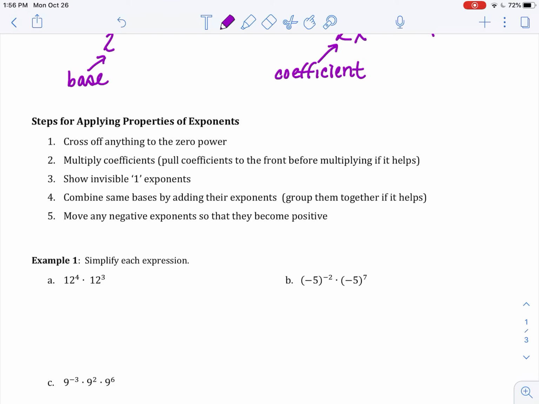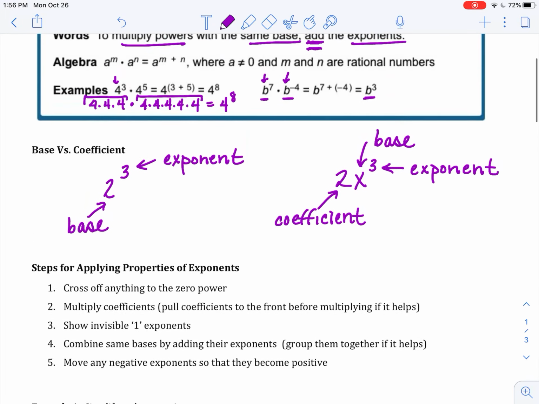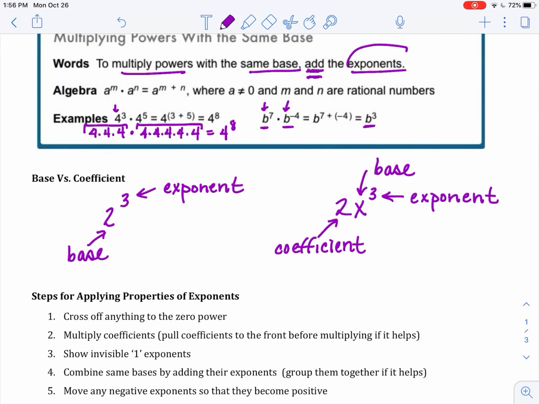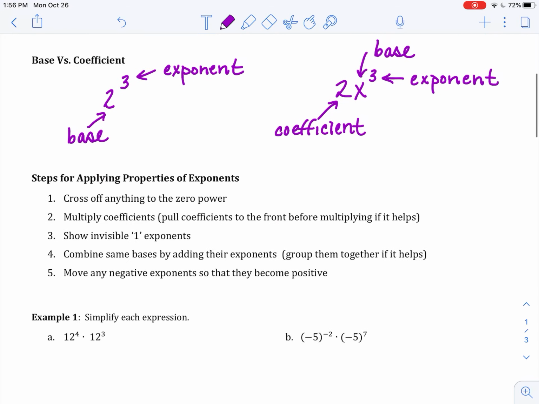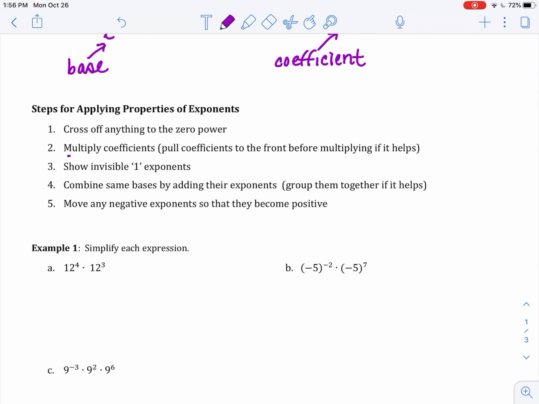In step 2, we're going to pull all the coefficients to the front if it helps. And I think it helps. So we're going to pull the coefficients to the front, and then we're going to multiply coefficients. Don't add coefficients, right? The rule we're learning today is we add exponents. We don't add coefficients. Coefficients still get multiplied like they always would.